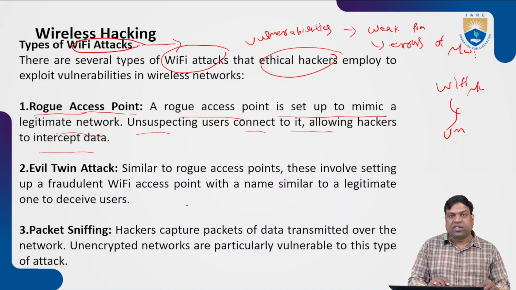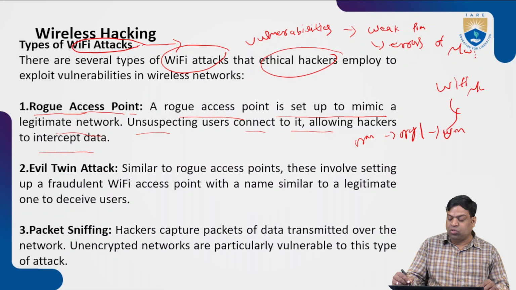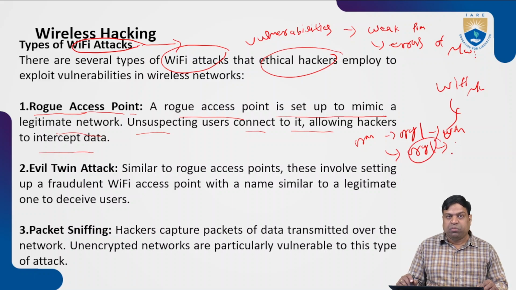Evil twin attack, similar to a rogue attack. This involves setting up a fraudulent Wi-Fi access point with a name similar to a legitimate one to deceive users. Suppose one organization is maintaining ORG1 Wi-Fi. It is the ORG Wi-Fi. Another ORG1 Wi-Fi they can also create. Same organization name, same Wi-Fi name, a duplicate Wi-Fi can be created.